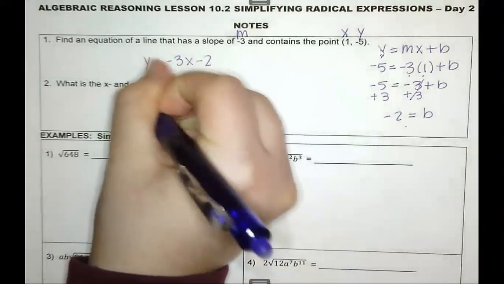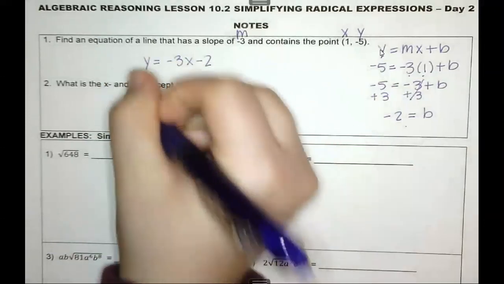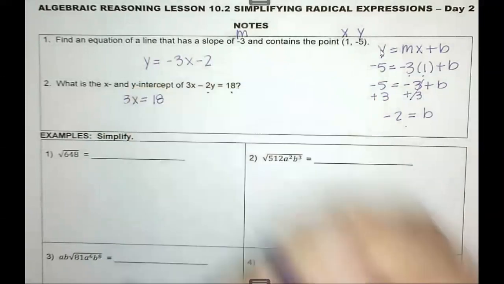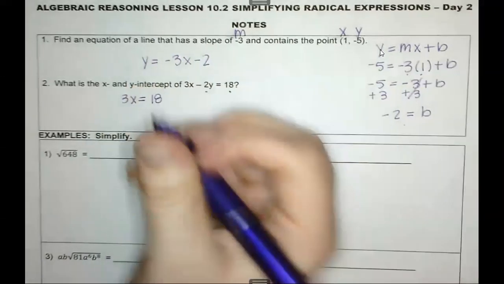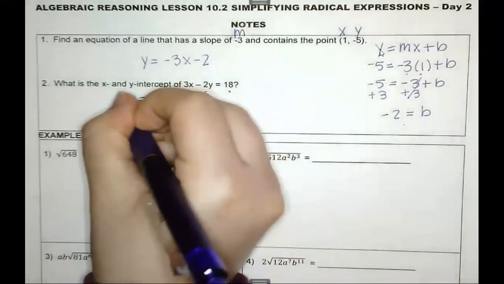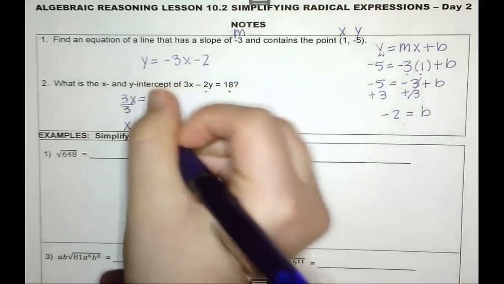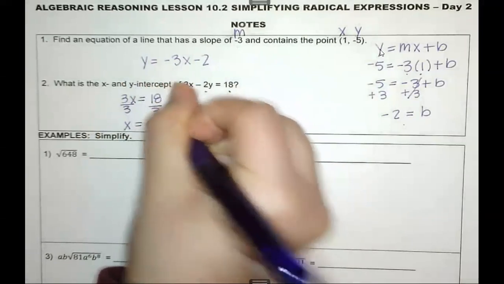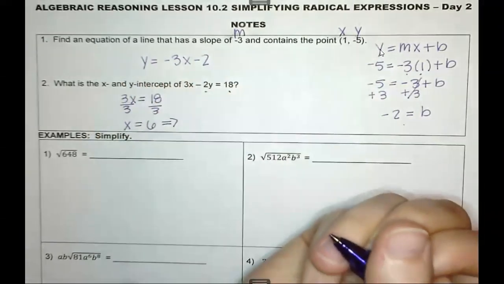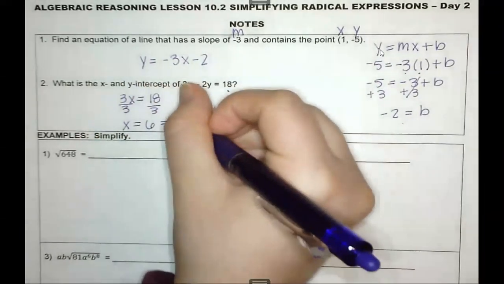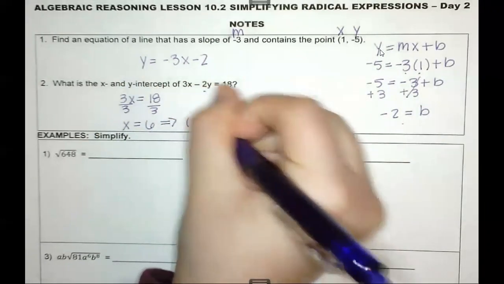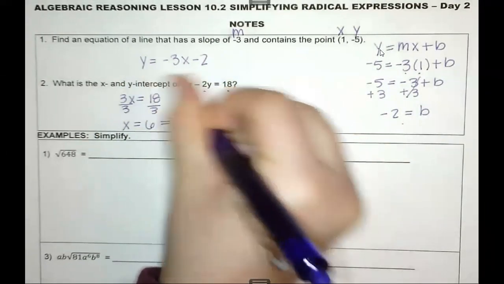So I'm going to take my 3x and set it equal to the other side. And I will divide by 3 to get x by itself. So I end up with x equals 6, which tells me that our x-intercept, or where we cross the x-axis, is at the point (6, 0).